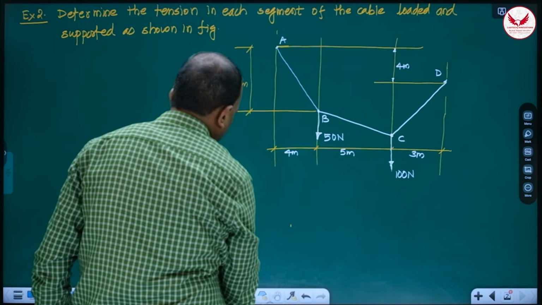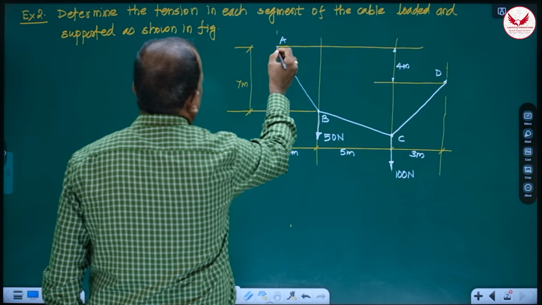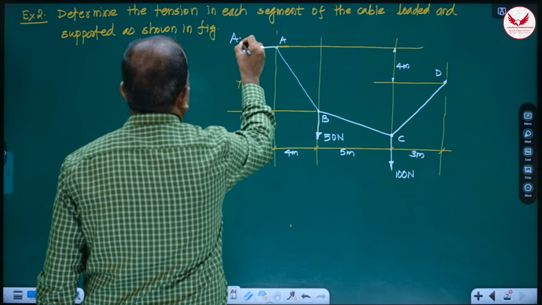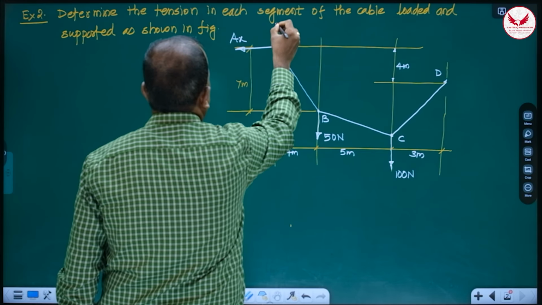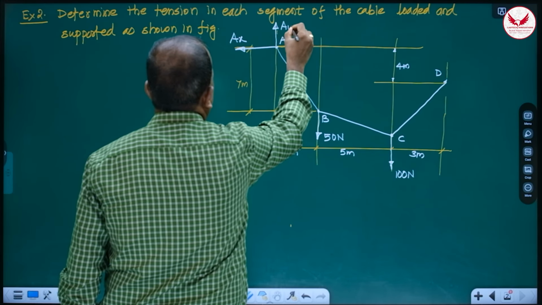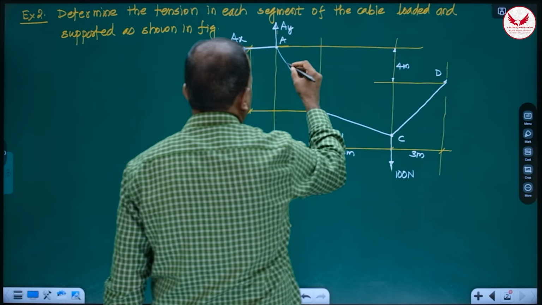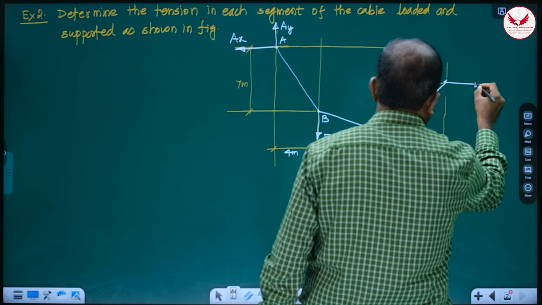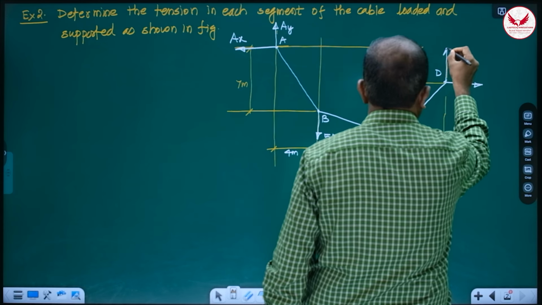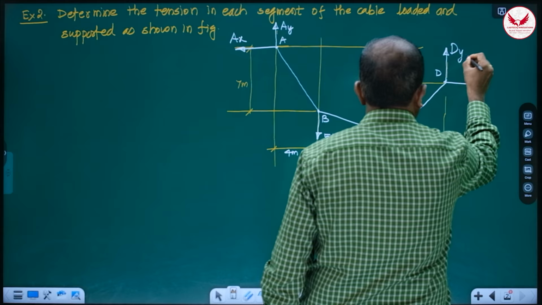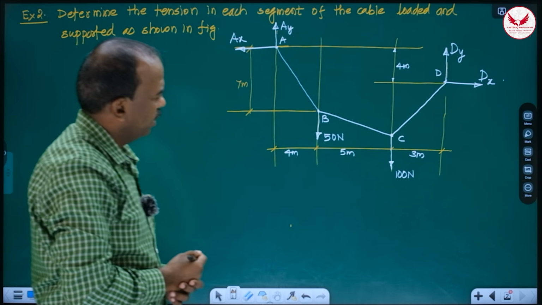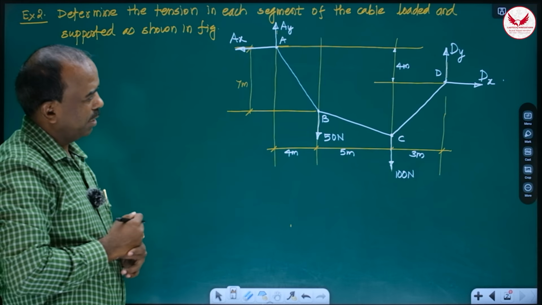Remove the support, and there simply at A, it is AX horizontal and AY vertical, upward, away from it, because this is in tension. So direction, there will not be any problem in cable. Always we will get positive answers. DY, DX. So this is the free body diagram.